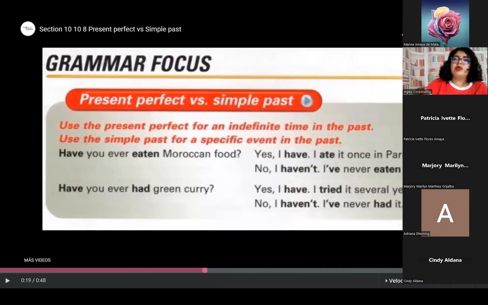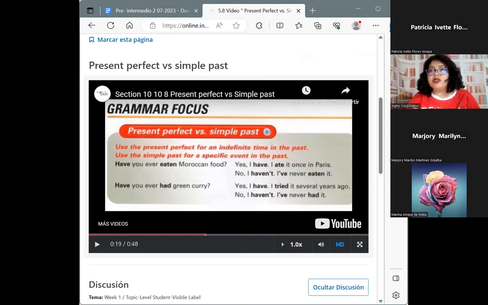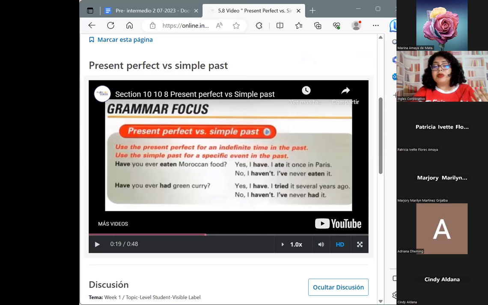Okay, so in this case, we are saying in which cases or how we can use these two structures. We need to use the present perfect for an indefinite time in the past, and we are going to use the simple past for a specific event in the past. That's very interesting because we are talking about the past, but about very specific things in the past.